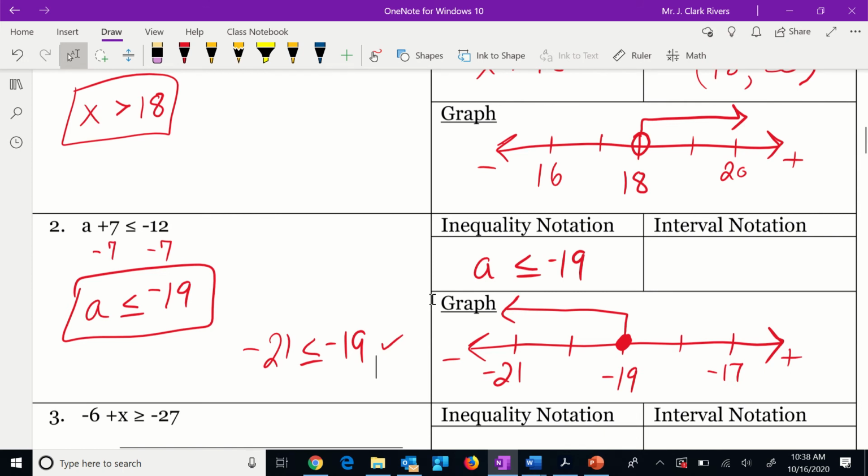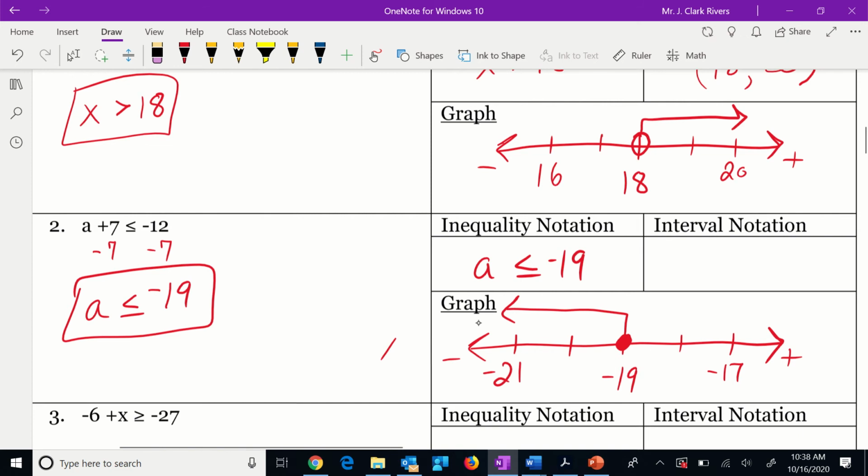What about a number to the right? Let's try 0, right? Is 0 less than or equal to negative 19? No, it is not. So 0 is not included in the solution set. We need to be shading to the left, not to the right on this one.